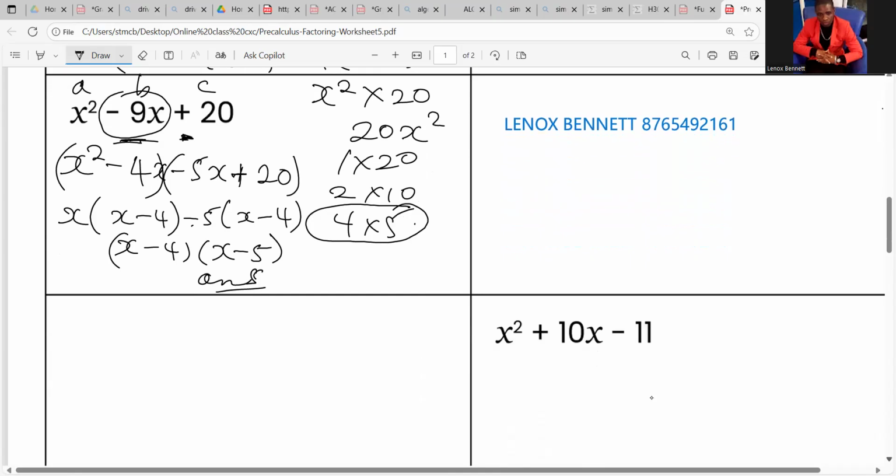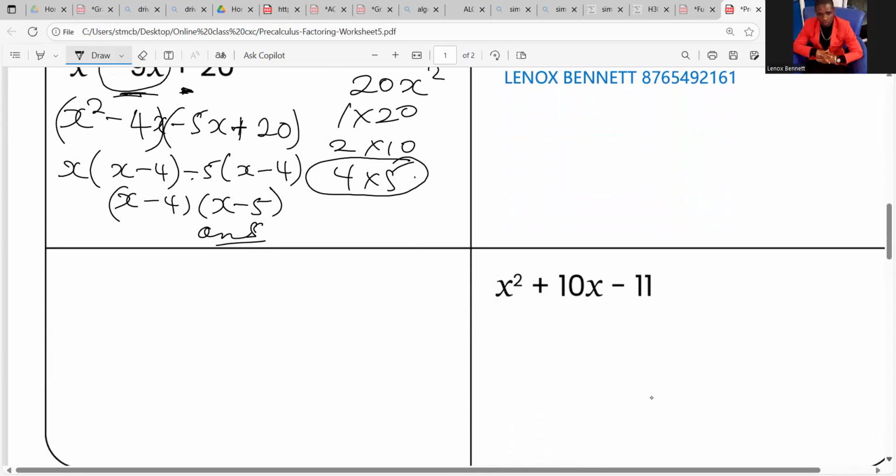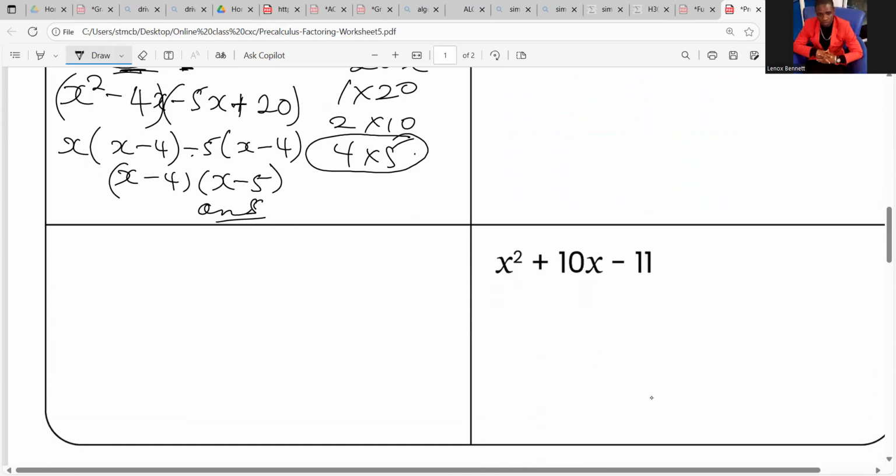All right, one more, guys. x² plus 10x minus 11. I'm just going to go straight ahead and do this one. So, label it ABC, A times C. So it's x² times minus 11, which is going to give us negative 11x².